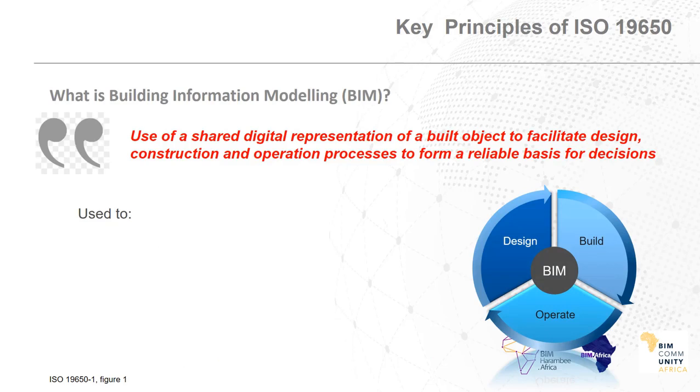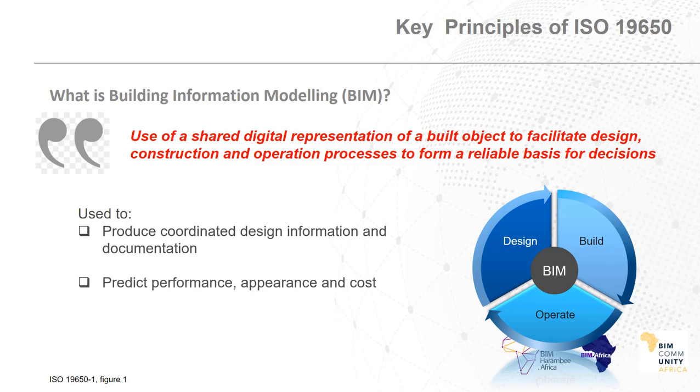The ISO 19650 definition of BIM is the use of a digital representation of a built object to facilitate design, construction, and operation processes to form a reliable basis for decisions. Building information modeling is used to produce coordinated design information and documentation, predict performance, appearance, and cost, and deliver projects faster, more economically, and with reduced environmental impact.